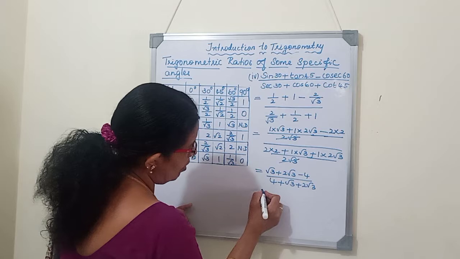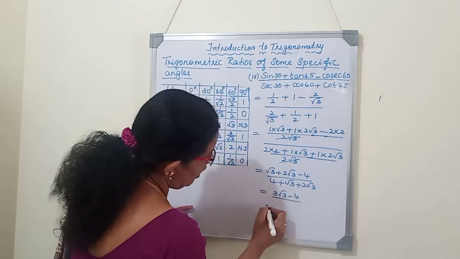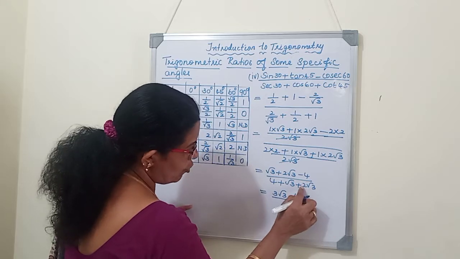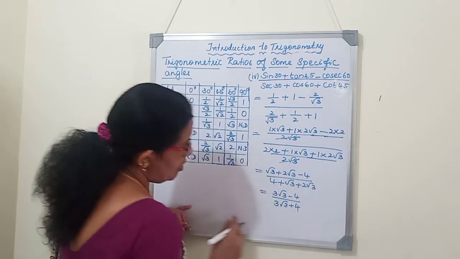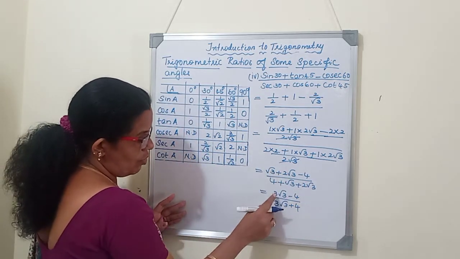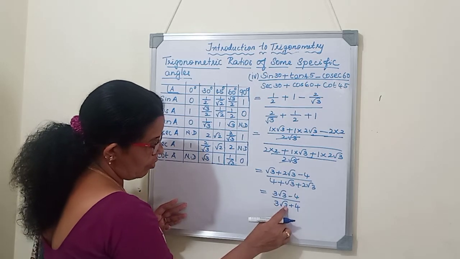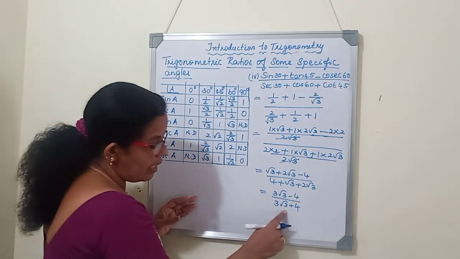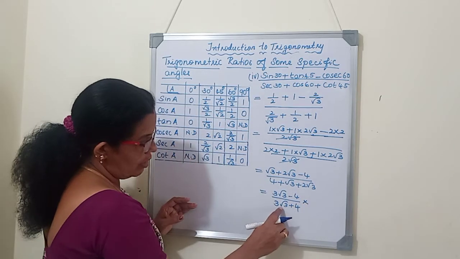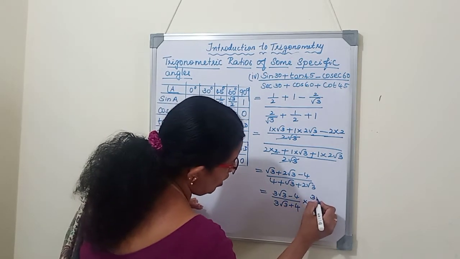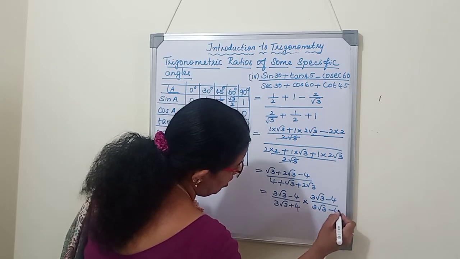So once again when we simplify we will get 3 root 3 minus 4 by, I will write this first, root 3 plus 2 root 3 is 3 root 3 plus 4. So we got root 3 plus 2 root 3, 3 root 3 minus 4 as it is. Again root 3 plus 2 root 3, 3 root 3 plus 4. So here again the denominator is an irrational number. We will multiply with the conjugate. The conjugate is 3 root 3 minus 4. So multiply the numerator and denominator with the conjugate.